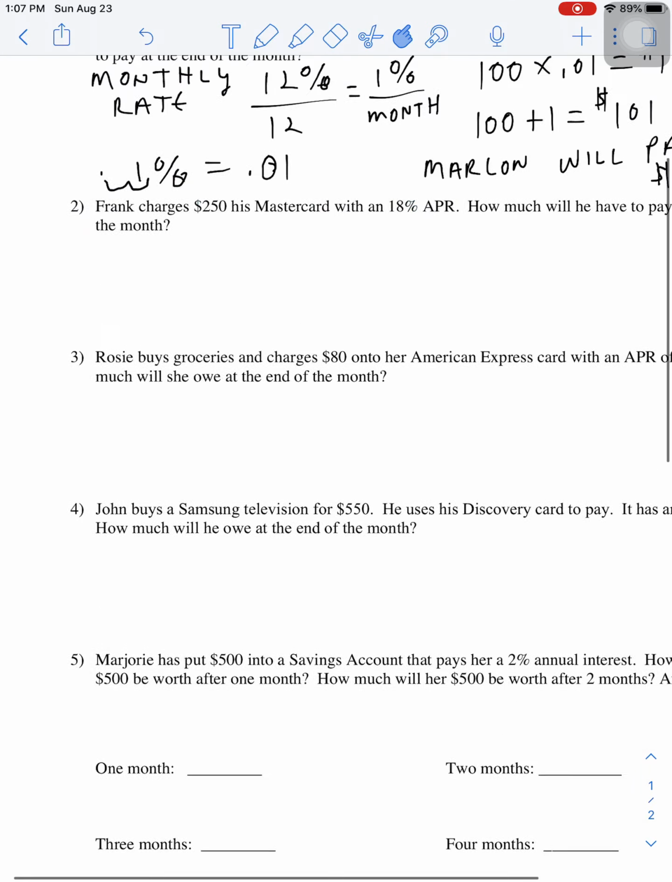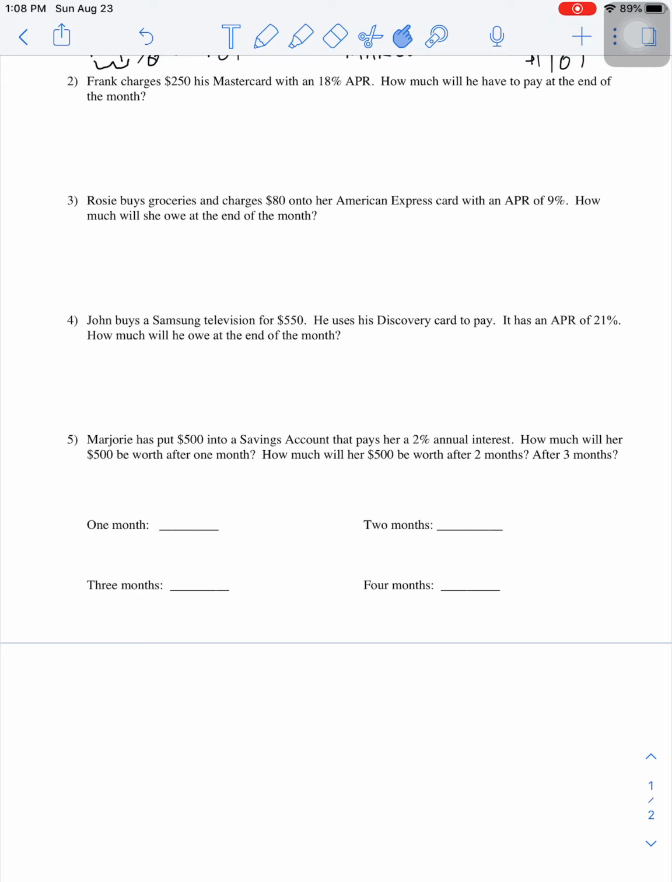Numbers 2, 3, 4 are the same thing as number 1. But if I don't say something about number 5, people would come in and say, well, you didn't say anything about a savings account. It's really no difference. Instead of it costing you money in a savings account, you make money. You're going to make money no matter how much you've got in there, but not very much. Banks don't like giving away money.